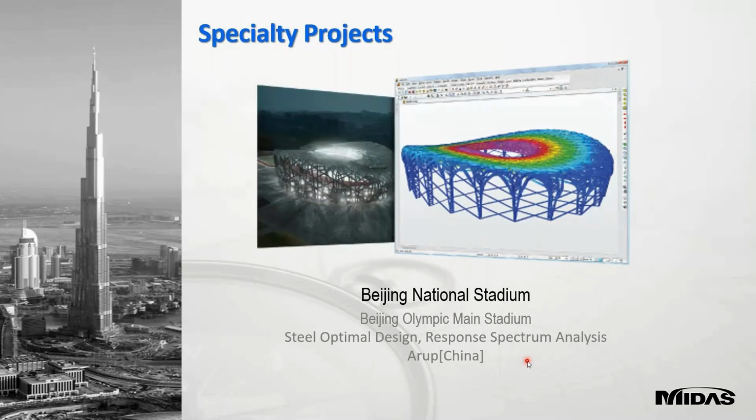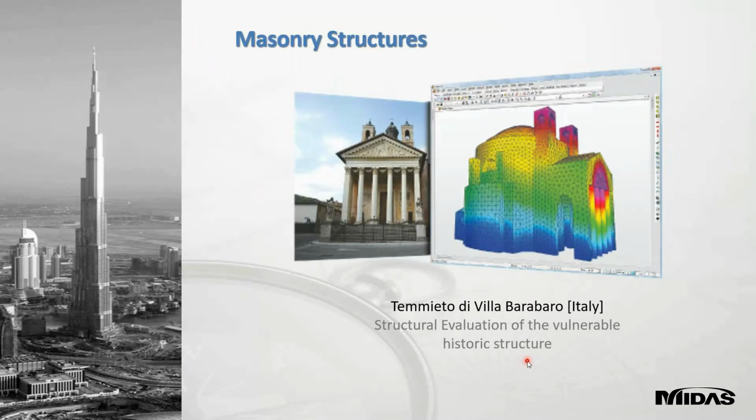Then we have the Beijing National Stadium. Like the Beijing Olympic Main Stadium, they used this for steel optimal design and response spectrum analysis. So basically, we also provide an optimal design for steel structures, which will automatically optimize the whole structure as well. Okay, so they used that function. And if you want to do masonry structures, we can do that as well.